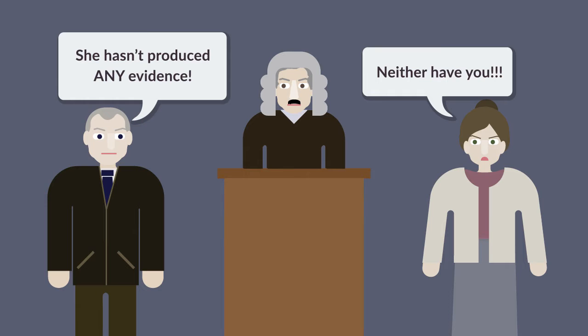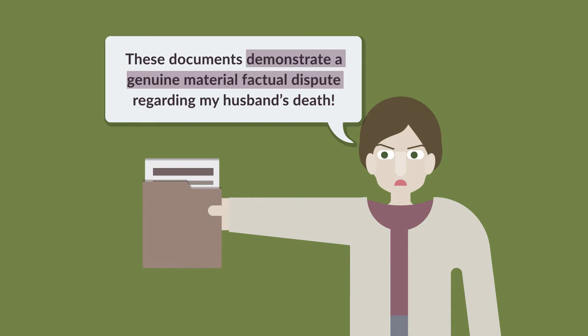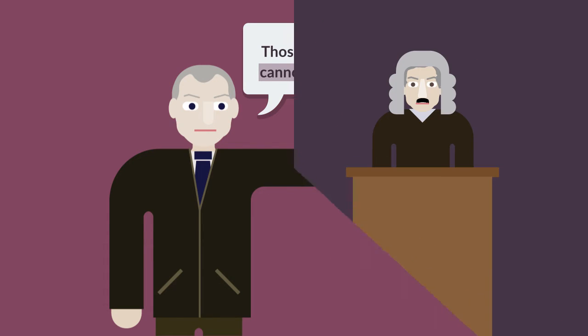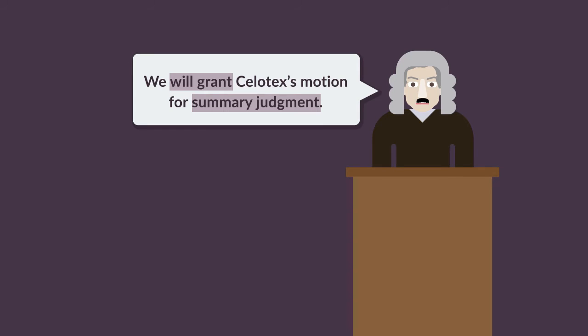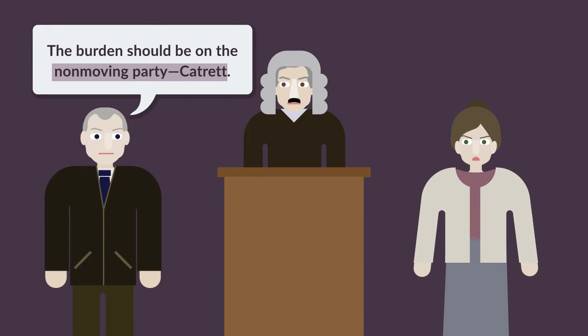death either. In opposition to Celotex's motion, Catrett submitted 3 documents that she claimed demonstrated a genuine material factual dispute about whether exposure to Celotex's products had caused her husband's death. Celotex objected that the documents were inadmissible hearsay and couldn't be considered. The district court granted Celotex's motion for summary judgment, even though Celotex had not provided affidavits or other evidence to support its motion, because it concluded that Catrett had not met her burden of showing that her husband had been exposed to Celotex's product. On appeal, the parties disputed what the burden of proof was and on whom it rested on a motion for summary judgment under Rule 56.